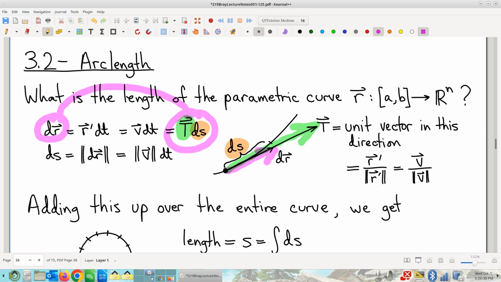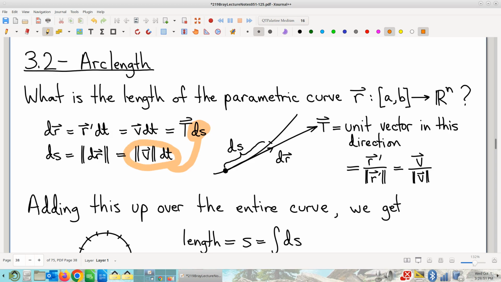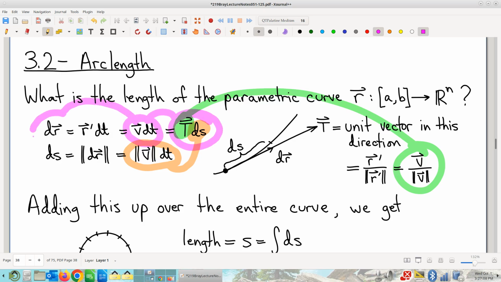If you would rather see some algebra, you can rewrite ds with that formula. You can rewrite T with that formula, and then when you multiply that out, this times that, the magnitudes cancel, and you get exactly that, which of course we've already established is that. So if you want to see the algebra, that's how the algebra works.